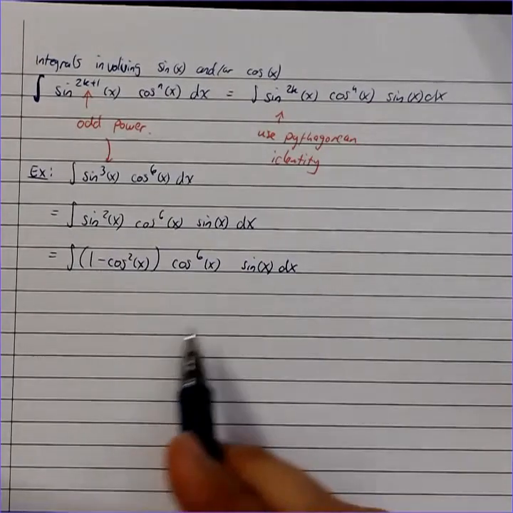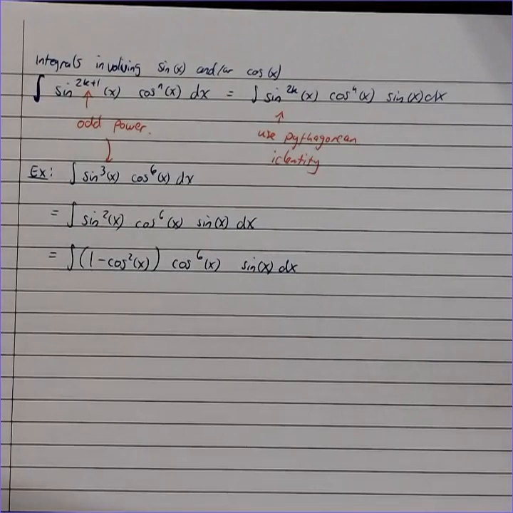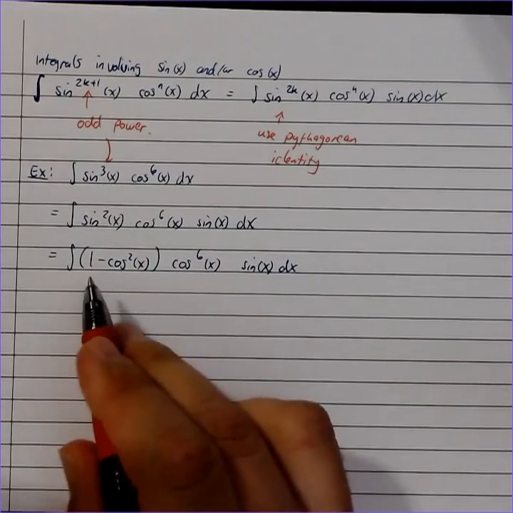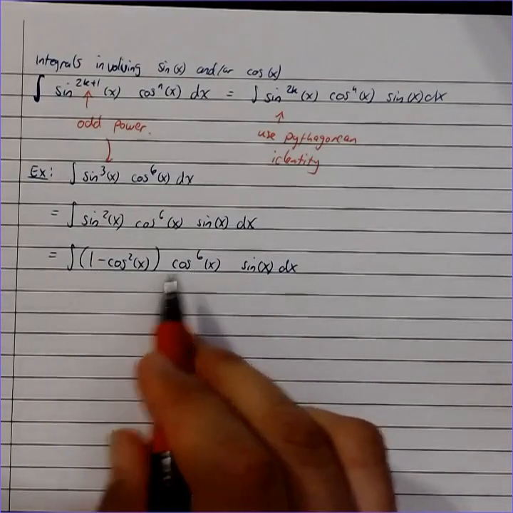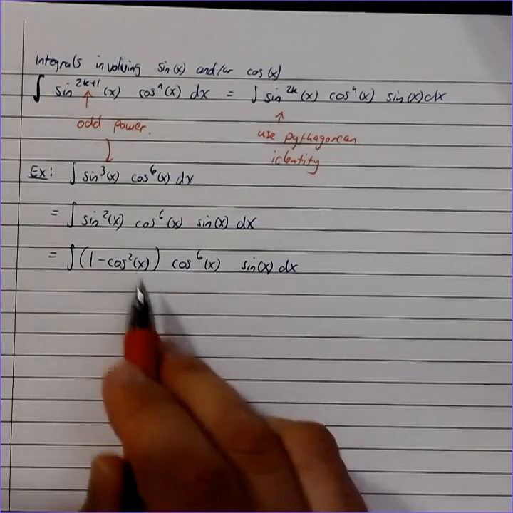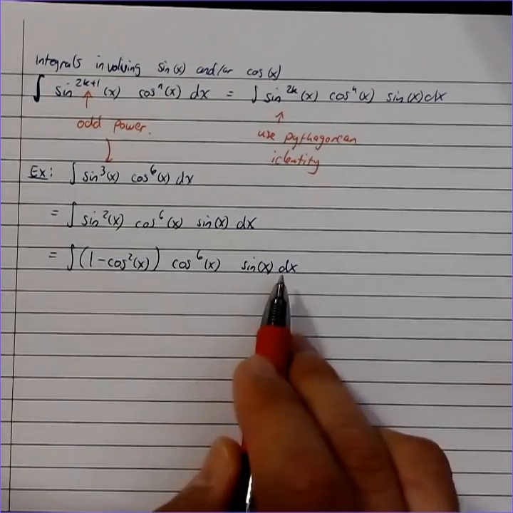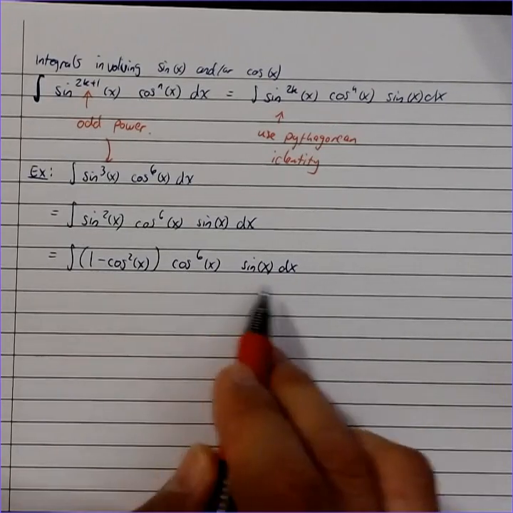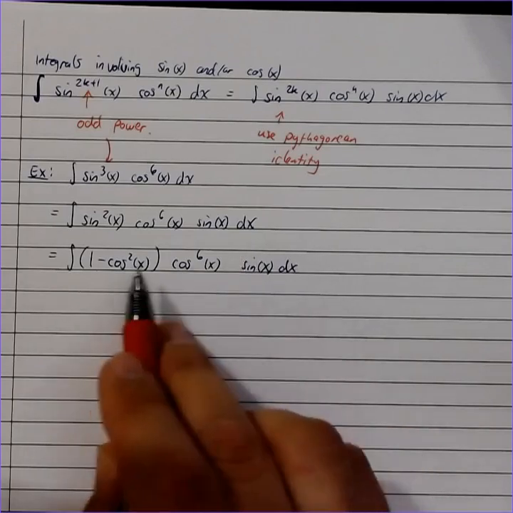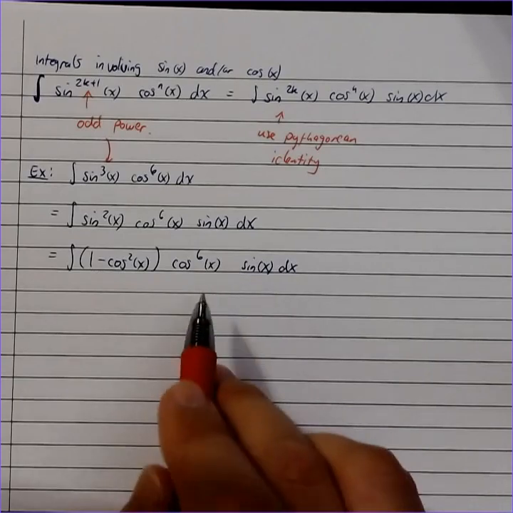You say, okay, sure, that equals that, but now what? Notice now that all of this is in terms of cosines: cosine to the second power, cosine to the sixth power. If you distribute, that's cosine to the eighth power. Everything's in terms of cosine, well, except that one. Well, yeah, but that is the derivative of cosine of x. Well, if you include a negative there.